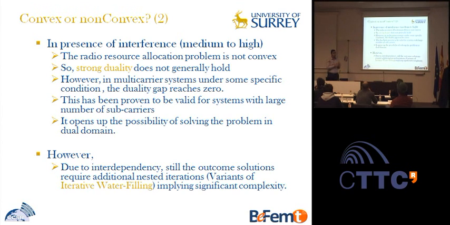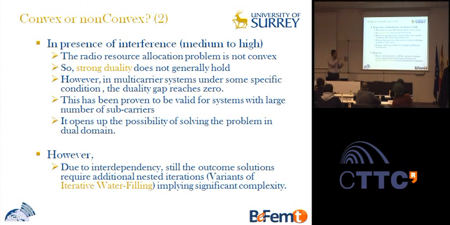And this has been proven to be valid for systems that have a very large number of subcarriers, or in theory an infinite number of subcarriers. But as in OFDM systems we have a huge number of subcarriers, this strong duality can still give us a really good approximation in OFDM systems specifically, and this opens up, of course, the possibility of solving the problem again in the dual domain.